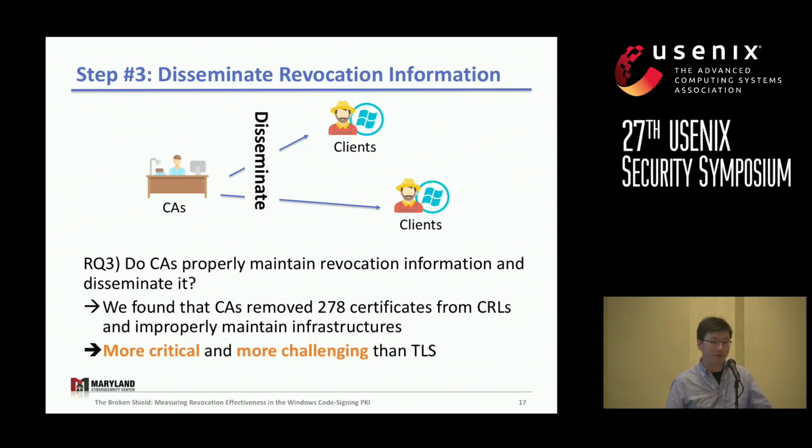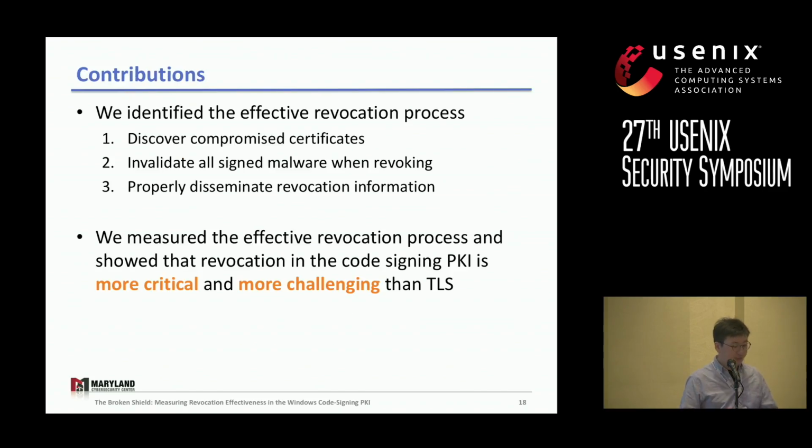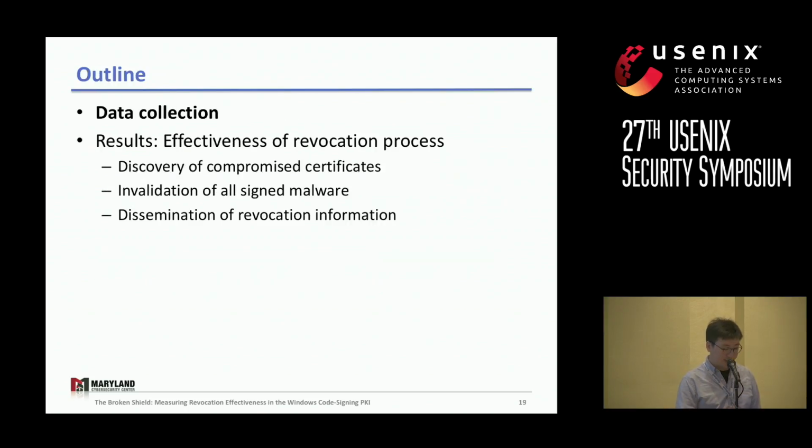So this is also more critical and challenging than TLS, because the CA must care about even expired certificates. We identify the 3 steps for an effective revocation process, and then we measure the effective revocation process. We show that revocation in code signing is more critical and challenging than in TLS. So here is the outline. Let's take a look further into the details.